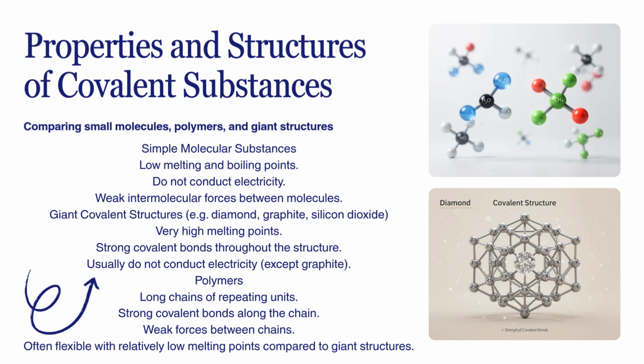Then we have polymers. These are long chains of repeating units. The covalent bonds along the chain are strong, but the forces between the chains, as talked about before, are weaker. That's why many polymers can actually stretch and bend. So the key idea is structure determines properties.